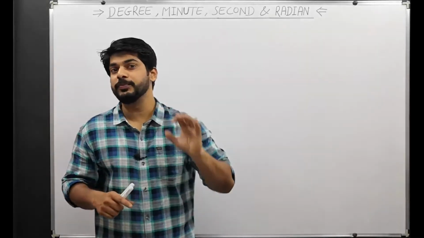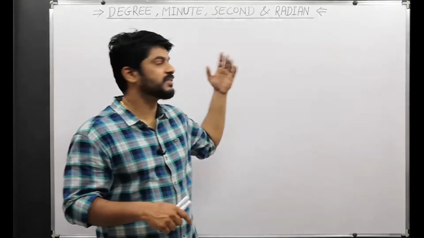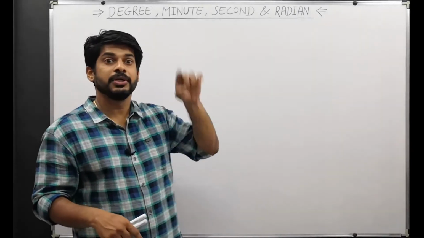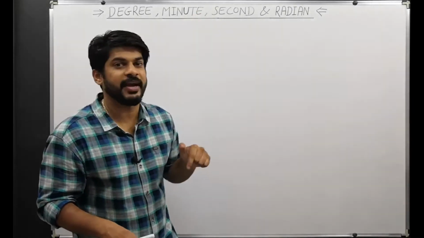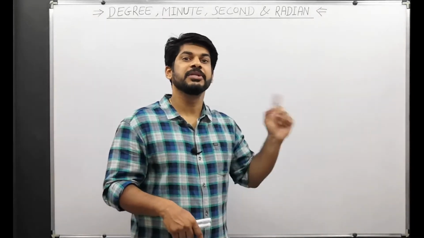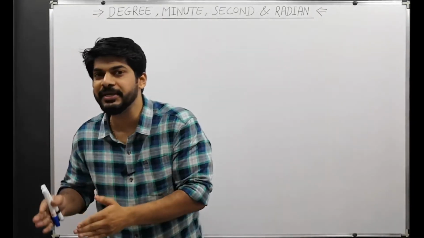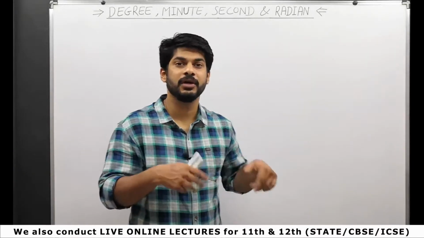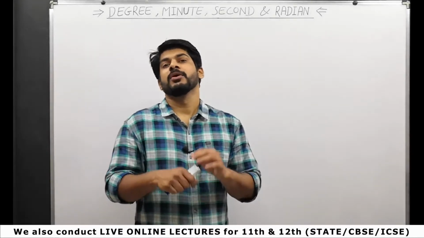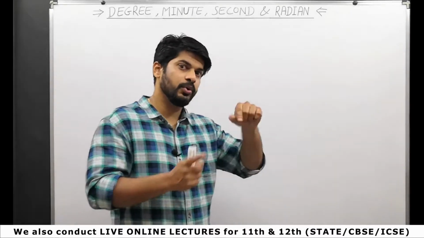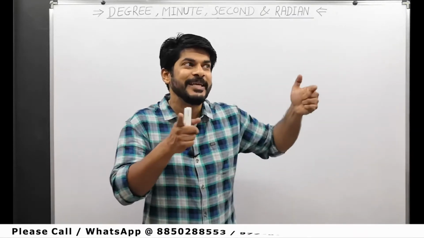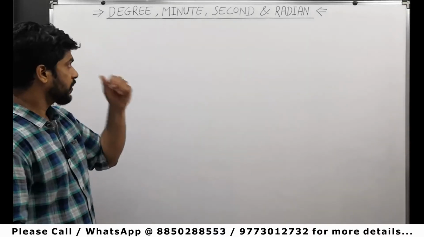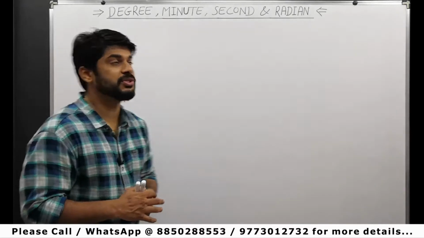For those people who already know a lot about degree, minute, second and radian, this is the video in which I am going to talk about the conversion factors between them. That means, for example, 1 degree is equal to how many radians, 1 second is equal to how many radians. All these things we are going to see in this lecture. If you want details of each and everything, go and check my previous video on plane angles. Anyway, now let's see the conversion factors between these four.